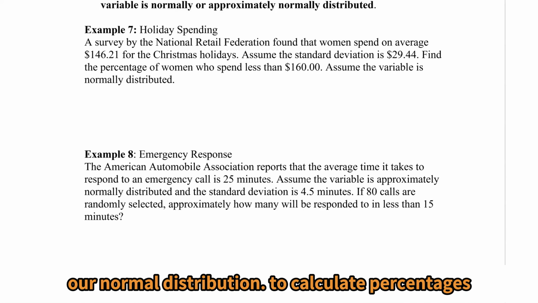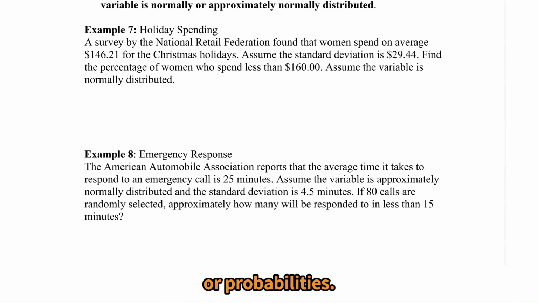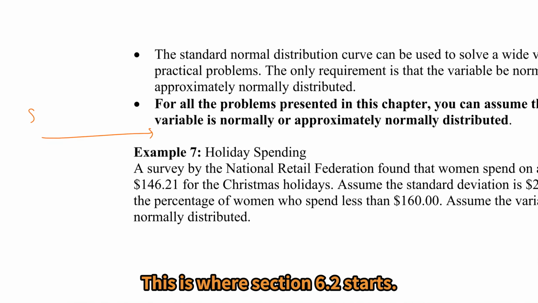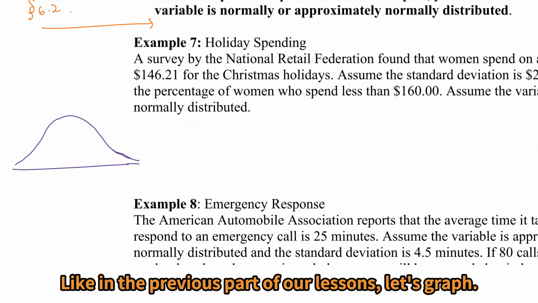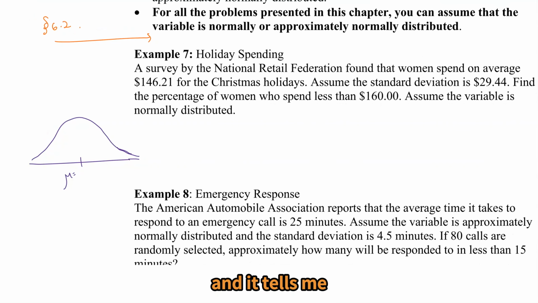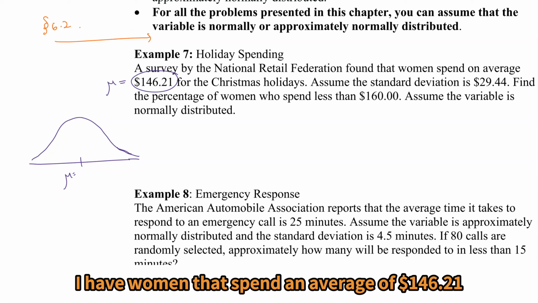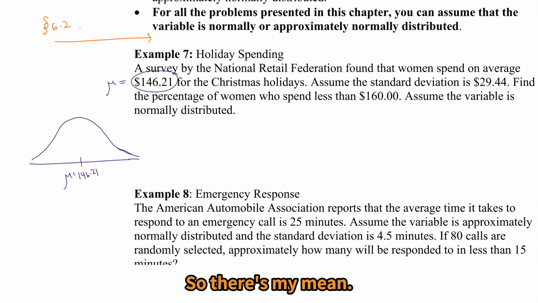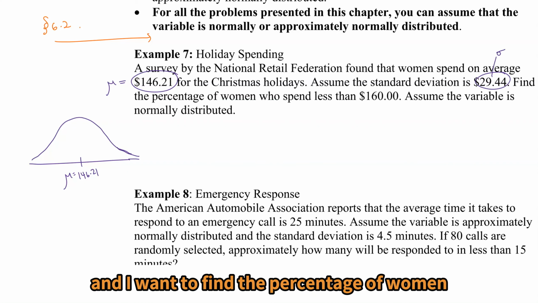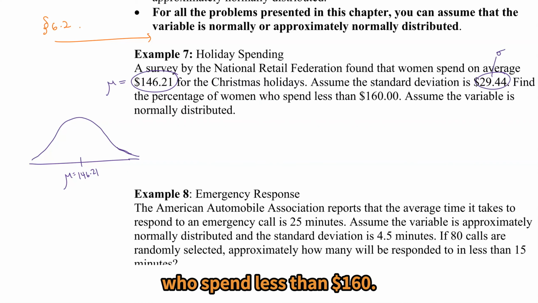We want to be able to use our normal distribution to calculate percentages or probabilities. So let's first draw a graph. This is where section 6.2 starts. Like in the previous part of our lessons, let's graph. I have my mean here in the middle, and it tells me I have women that spend an average of $146.21. So there's my mean. I have a standard deviation, $29.44.